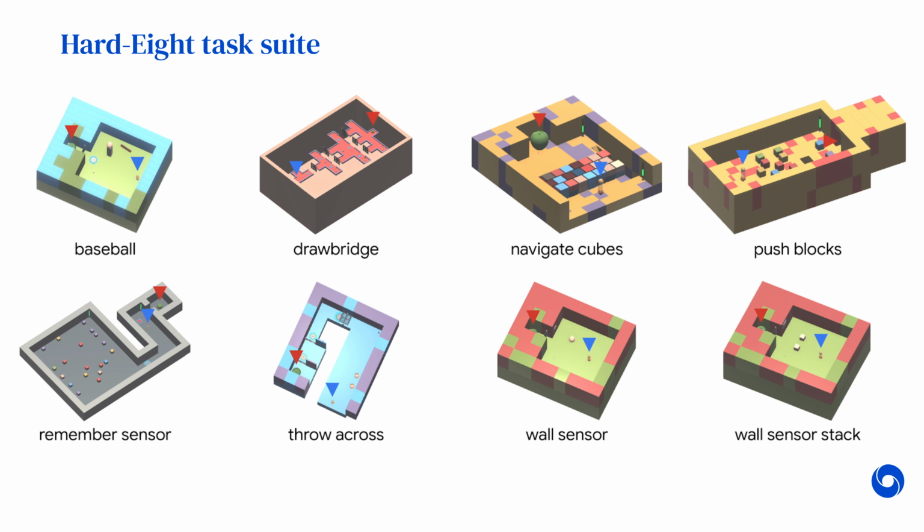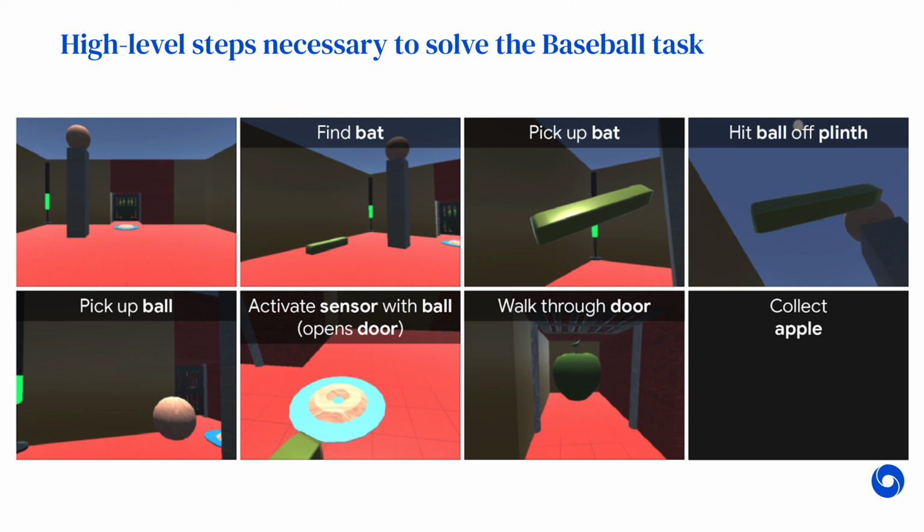From the point of view of the agent, the environment is partially observed, both because it receives observations from an egocentric camera and because its view may be occluded by walls and objects. In addition, it may take hundreds of low-level actions to collect an apple and receive reward, which makes each task a difficult exploration problem. Each task requires a sequence of high-level steps to solve.